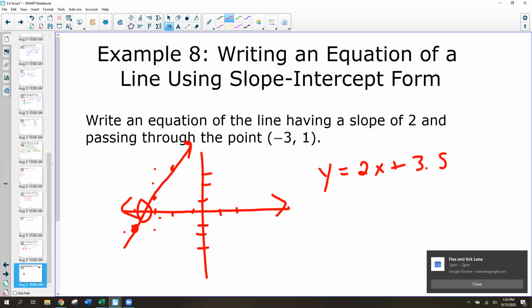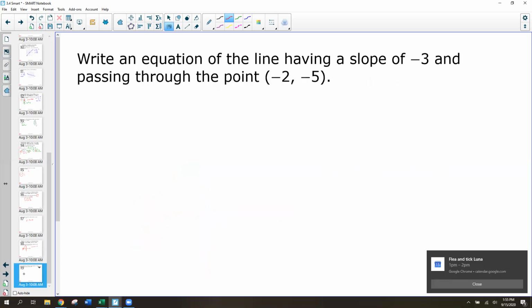Okay, you try the next one. So it has a slope of -3, and it goes through the point (-2, -5).